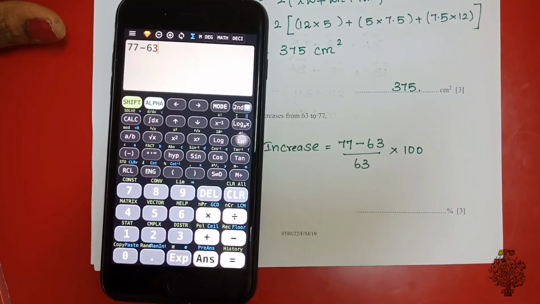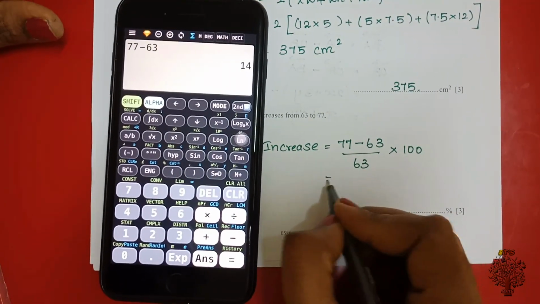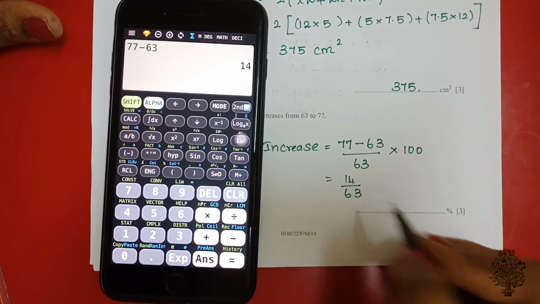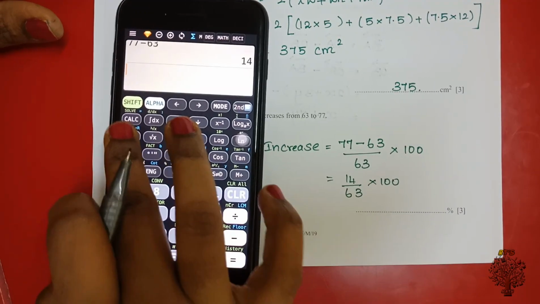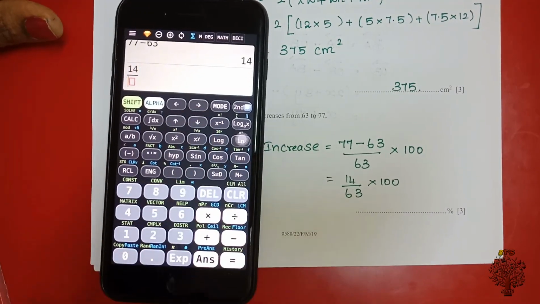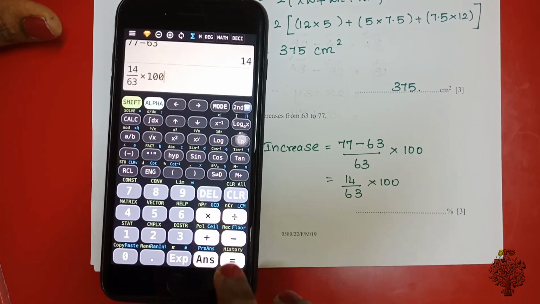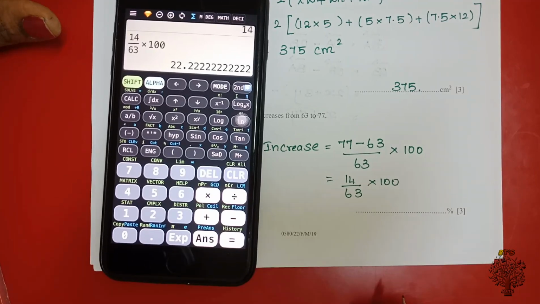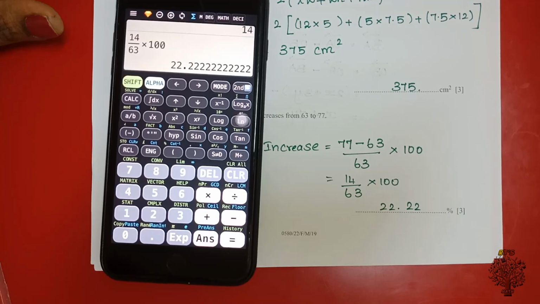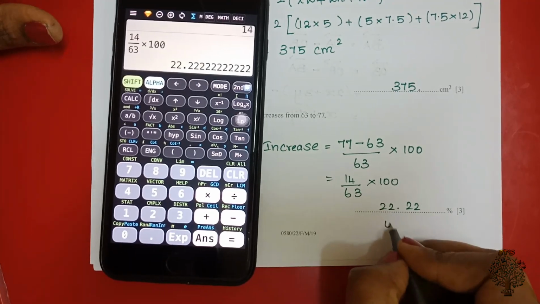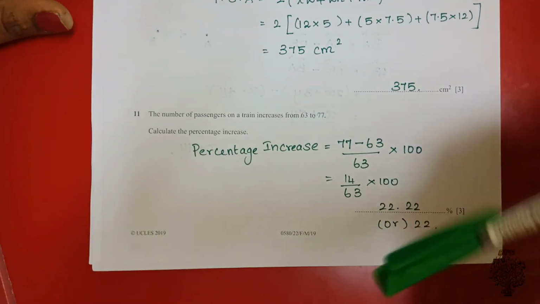77 minus 63, this gives you the difference of increase, 14. Okay, that 14 divided by initially how many passengers were there, 63, multiplied with 100. So I am taking 14 divided by 63 and that multiplied with 100, which gives me 22.22. So the increase in percentage is 22.22, or you can state it as 22. It's up to you. Okay, now I'm moving to the next question.